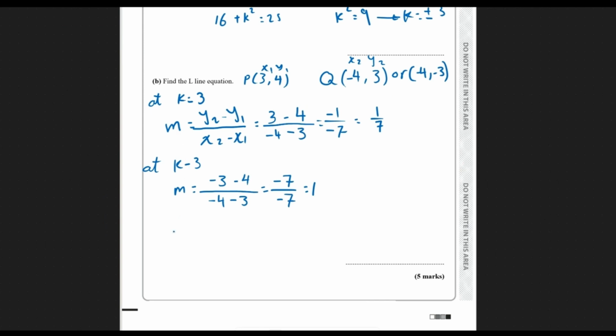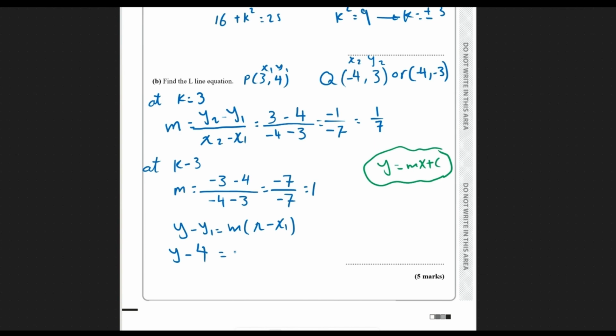So now we can use the equation y minus y1 equals m times bracket x minus x1. Of course, you can use the other equation, y equals mx plus c, if you would like. You will finally get the same answer. It depends on which one you are more confident with. So if we carry on here, y minus y1, any y you can select. So if we use 4 as y1, m is 1.